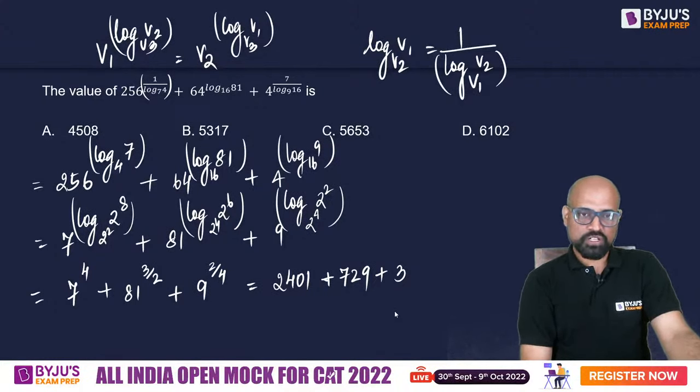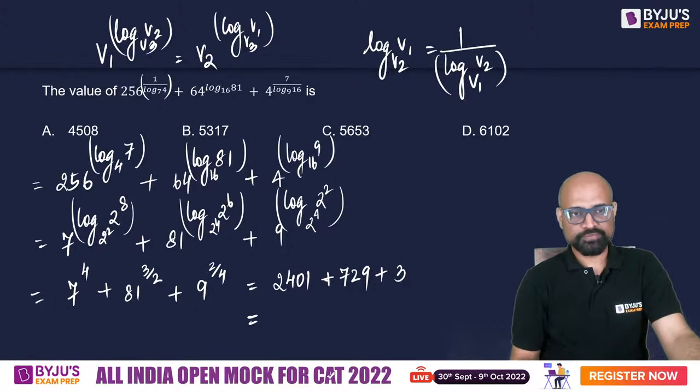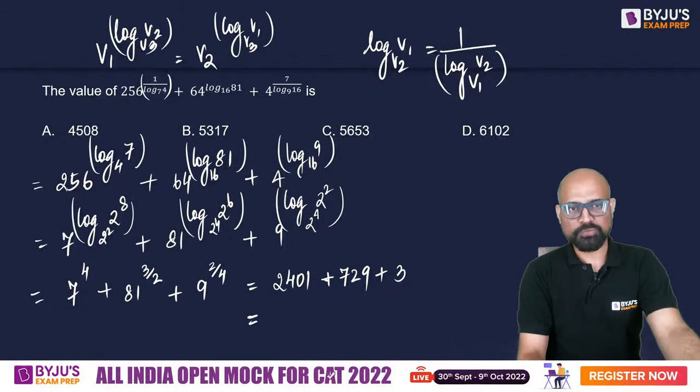Okay, looks like the options are in 3000 is what we are going to get. None of the options match. So did we make any mistake?